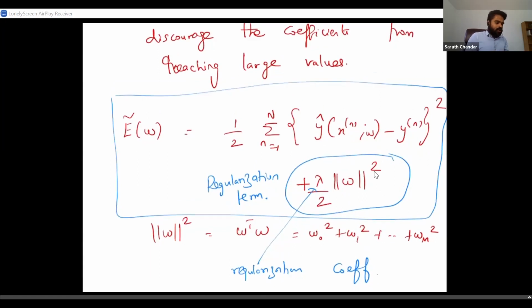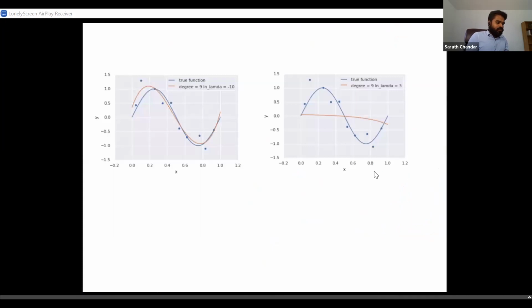Now how would such solutions look? One thing in this graph is that we are going to work with ln lambda instead of lambda, because lambda has a higher range. In this case, you can see that the true function is given, and also I have a degree 9 polynomial regression with ln lambda equal to -10, or lambda equal to 3.